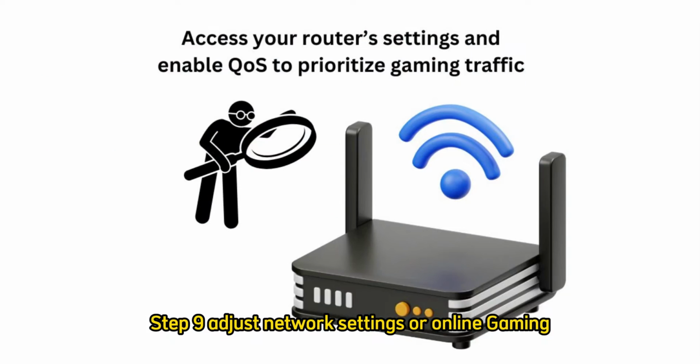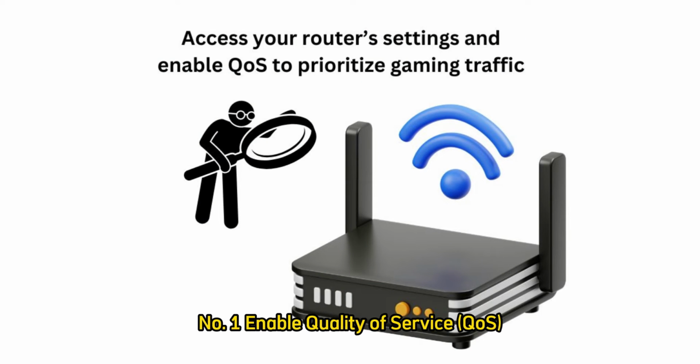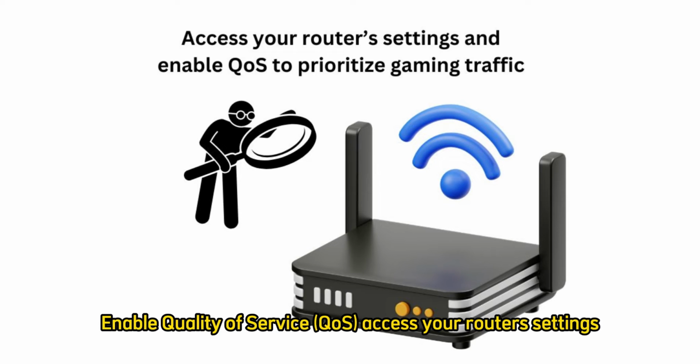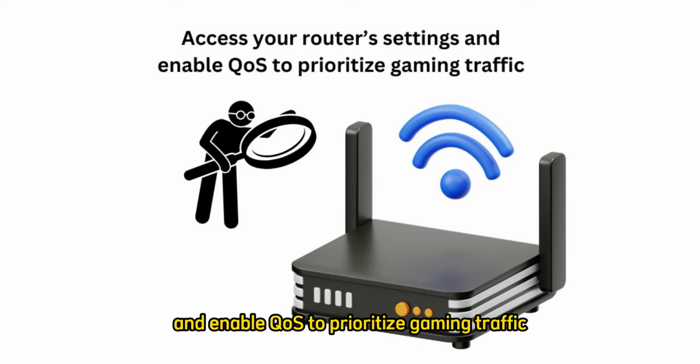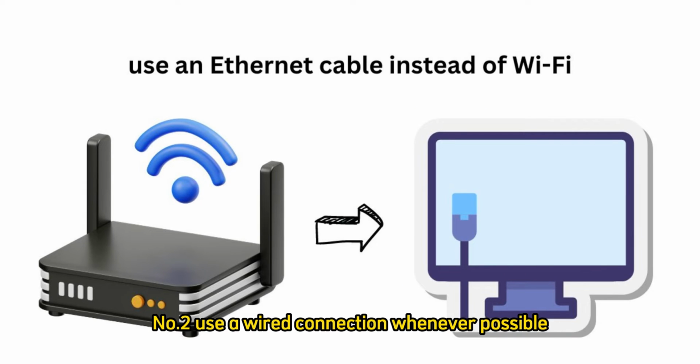Step 9. Adjust network settings for online gaming. Number 1. Enable Quality of Service, or QoS. Access your router settings and enable QoS to prioritize gaming traffic. Number 2. Use a wired connection. Whenever possible, use an Ethernet cable instead of Wi-Fi for a more stable connection.